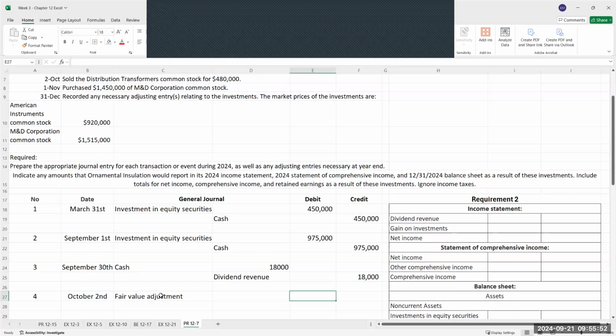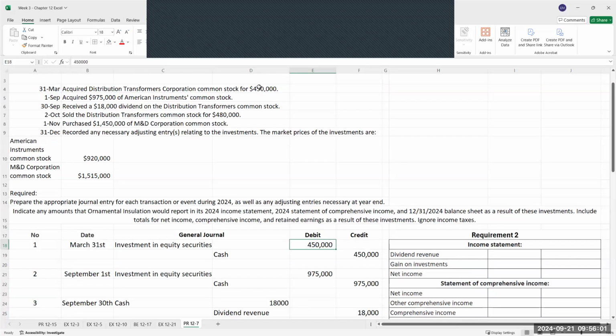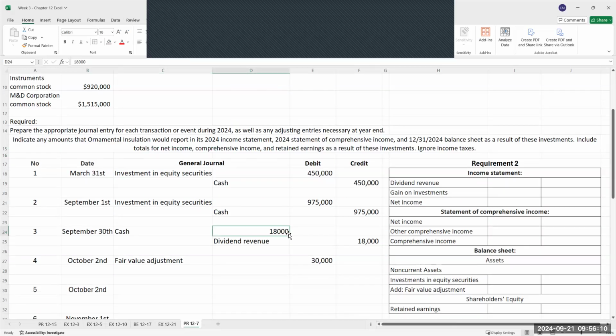And again, how did we calculate that amount? The investment in equity securities, $450,000 for distribution on Transformers Corporation, but then we sold it for $480,000. So we account for that $30,000 increase. So we debit fair value adjustment, and we credit unrealized gain on investments, net income.